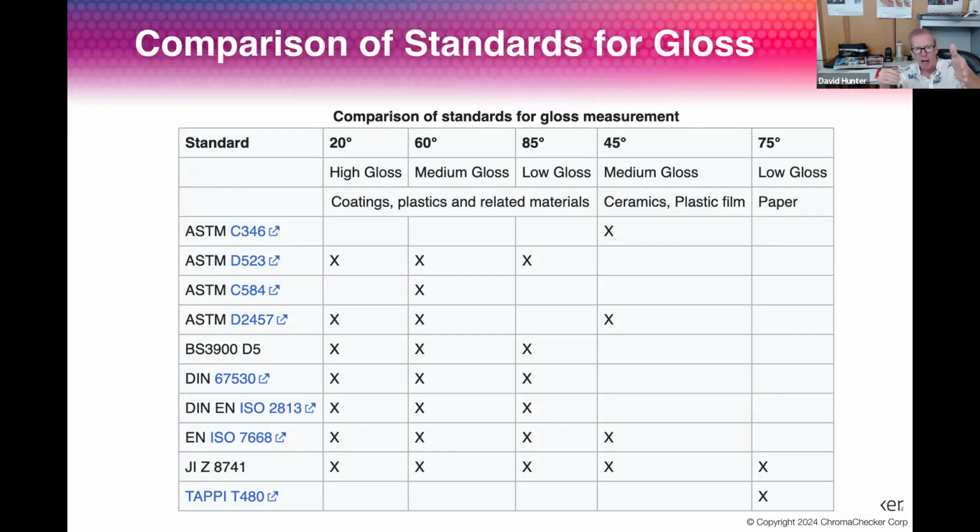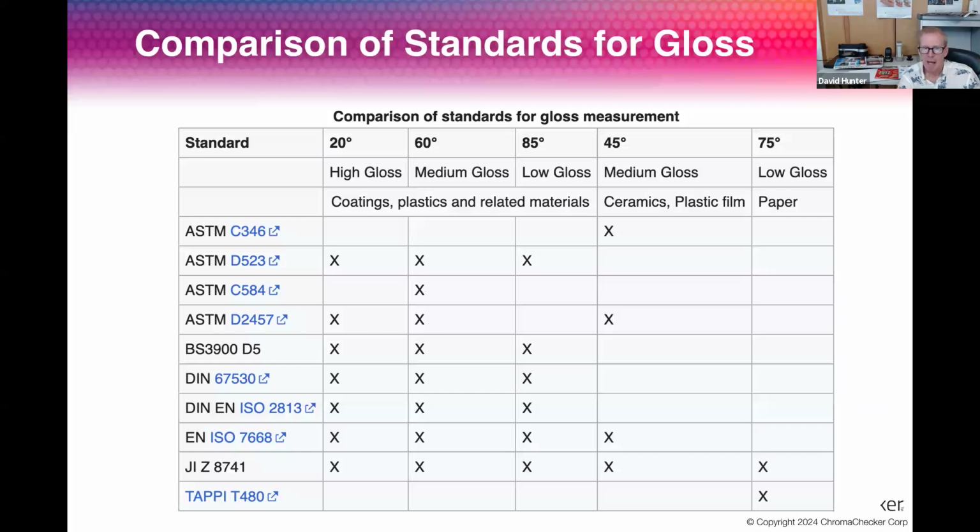But you see many of these standards listed here, some are for ceramic, some are for wood, some are for paper. So depending upon the ISO standard, they specify what the gloss angle should be. And you can see in many cases, one of the three standard angles is sufficient for most of these standards, okay?